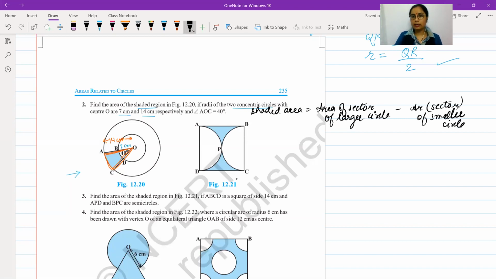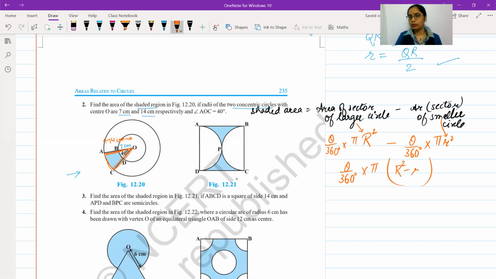थीटा दोनों के लिए सेम रहेगा. तो आपका फॉर्मूला जो बनेगा वो ये बनेगा theta by 360 degrees multiplied by pi r square because it's the larger circle minus theta by 360 degrees multiplied by pi small r square. And if you want, you can take theta by 360 degrees common, pi can be taken common, and you will be left with this. And then you can use the values right here. Anyone with any questions?